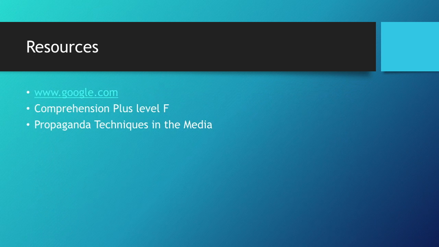Which brings us to our final slide. These are some of the resources that we used in this lesson. We used www.google.com. We also used Comprehension Plus, Level F, and propaganda techniques in the media.